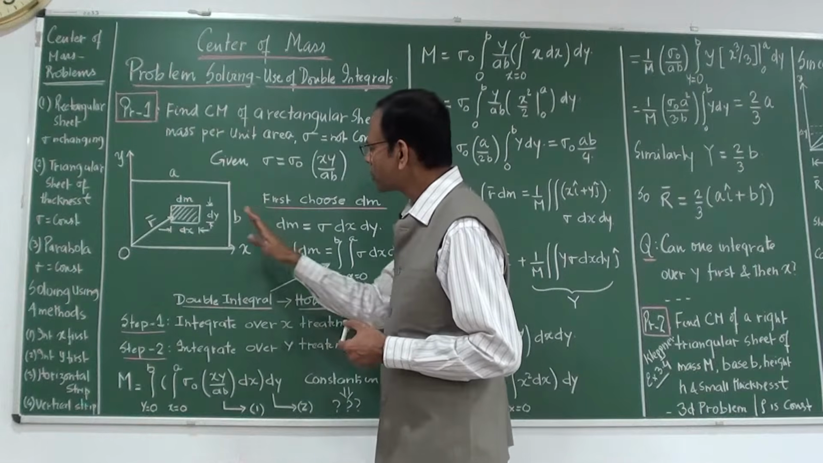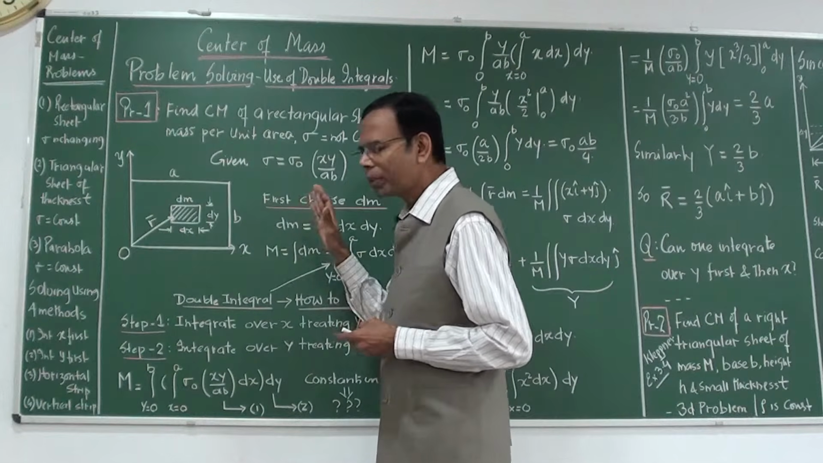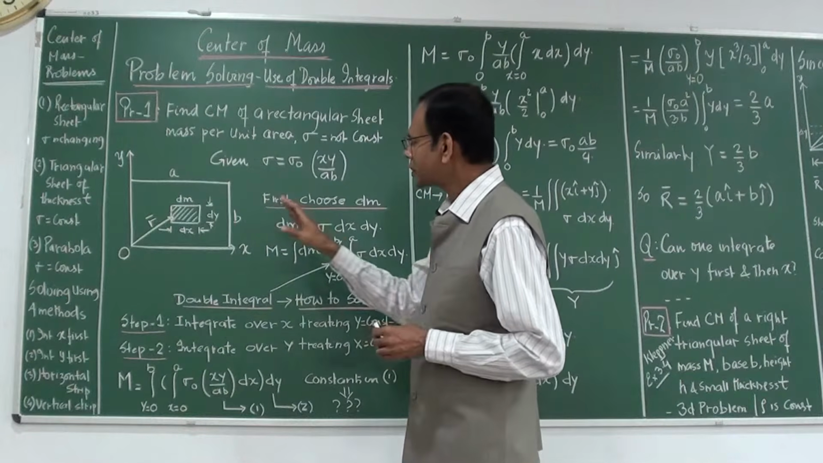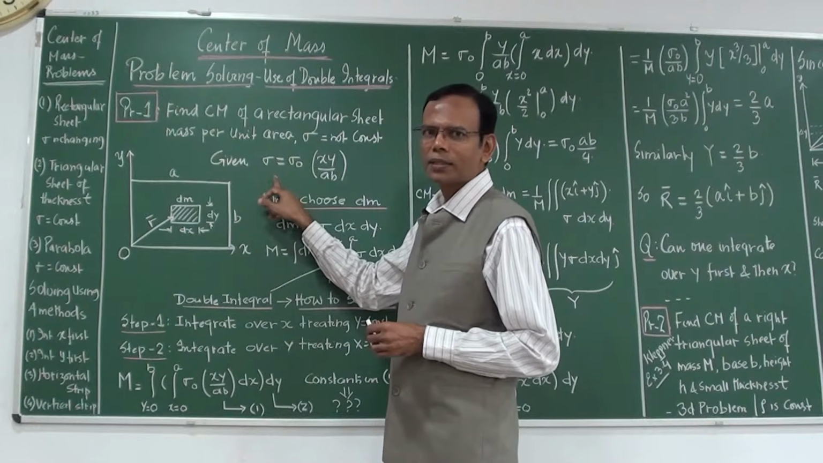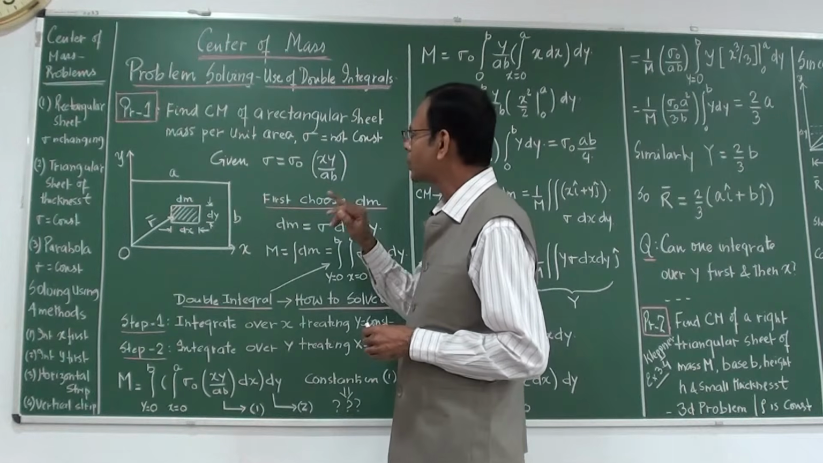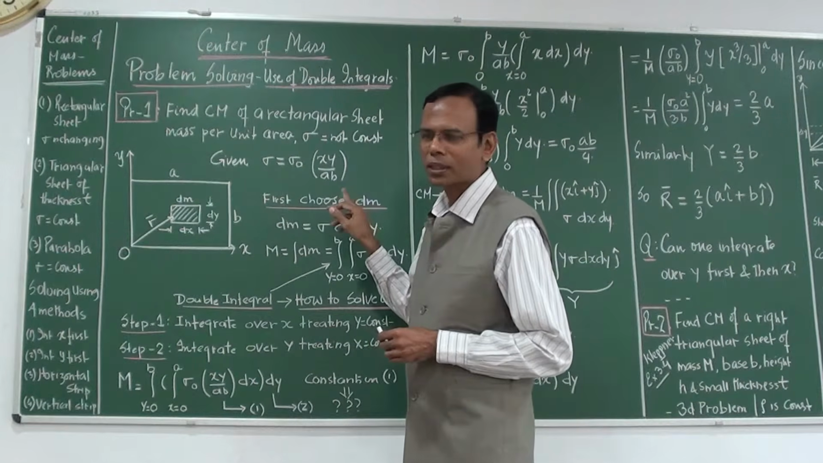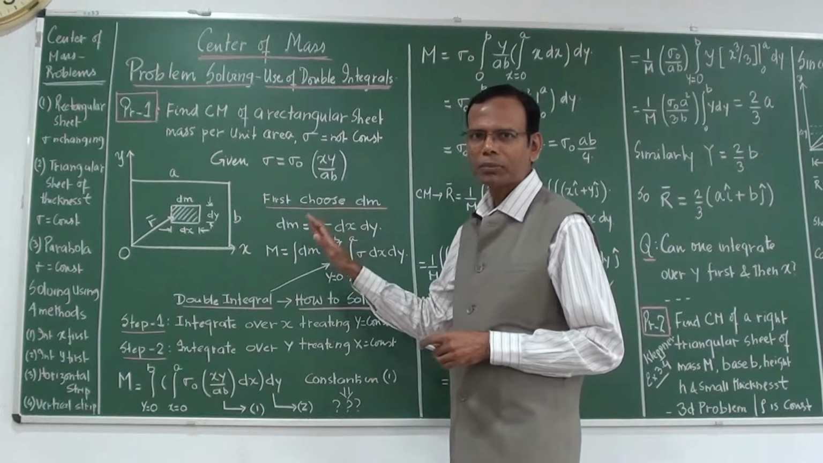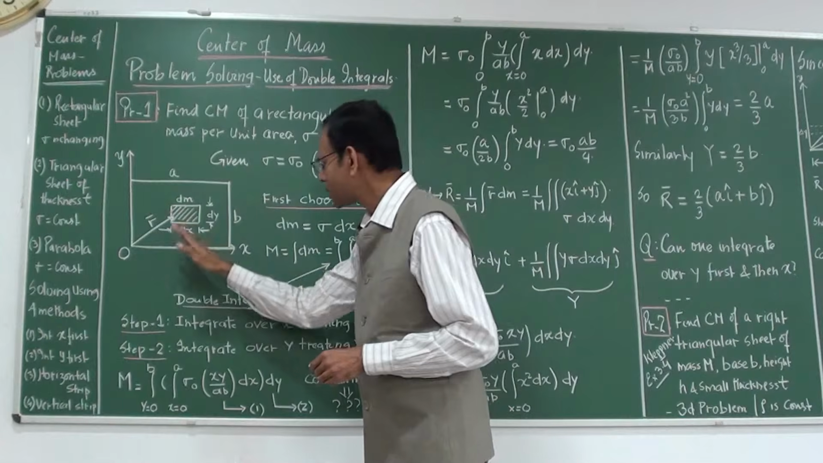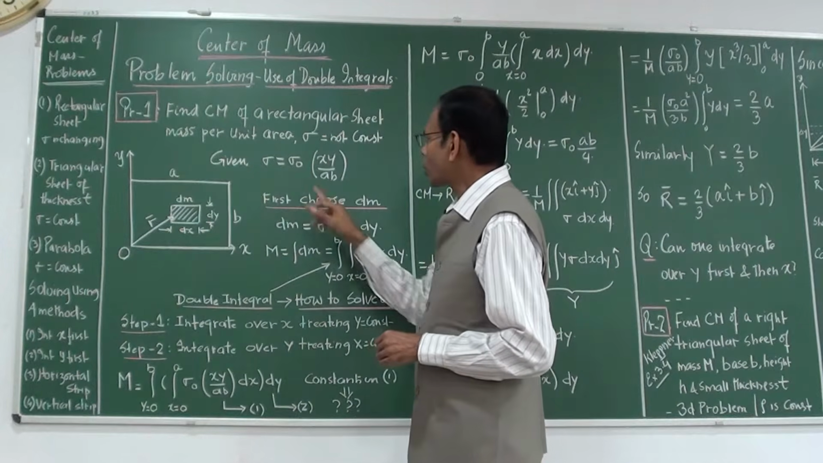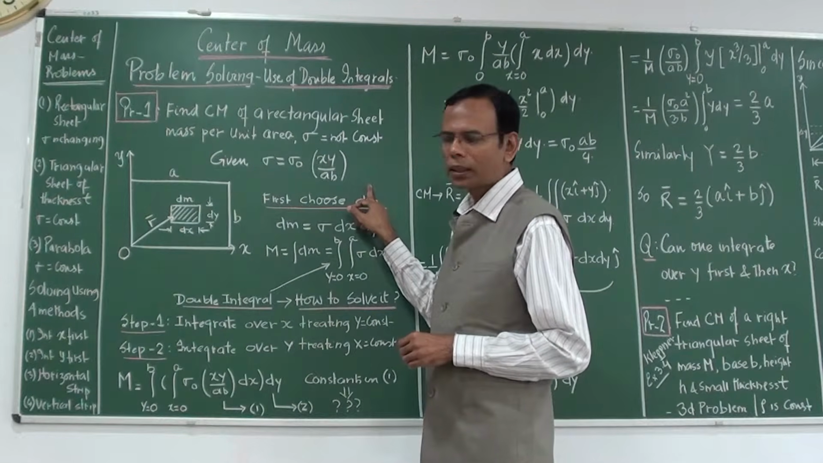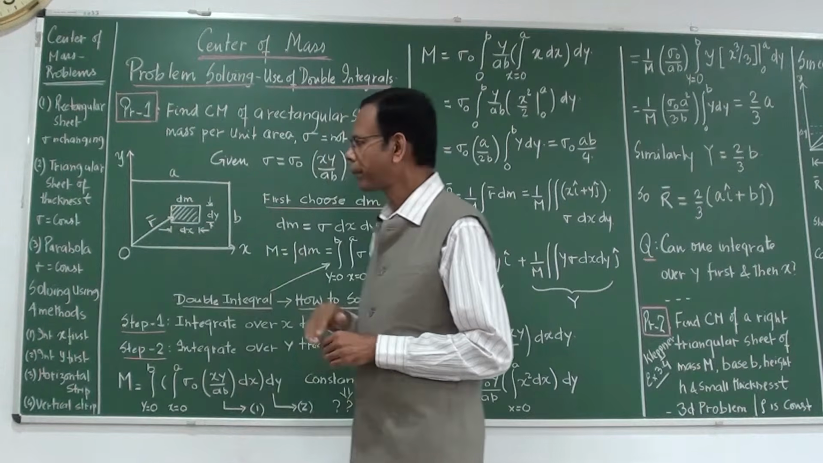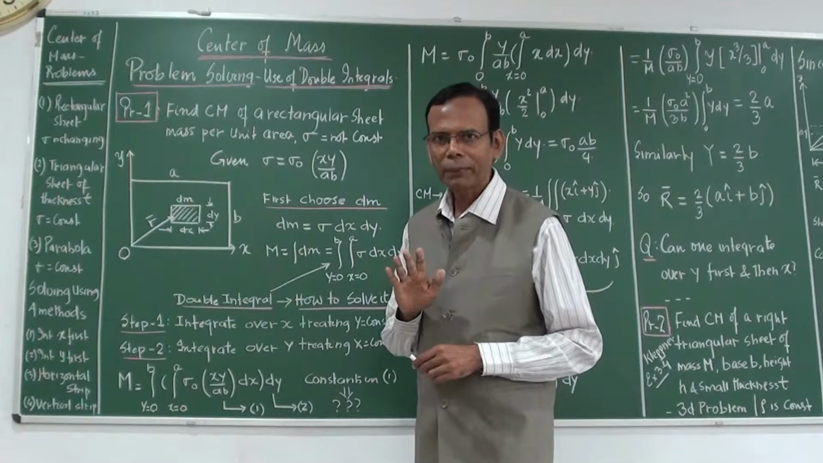Now, the main important point about this particular sheet is that its sigma, that is mass per unit area, is changing. It is not constant. It is changing with x and y. That is why this problem is important. Otherwise, this is a very simple problem. Now, when sigma is changing, the mass is not uniformly distributed. So, we have to calculate the capital M also.